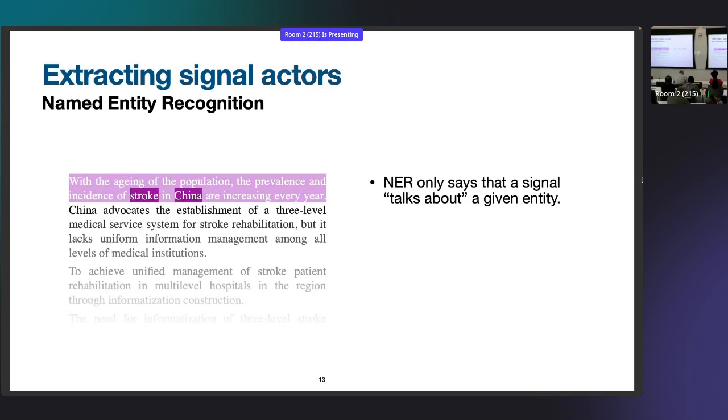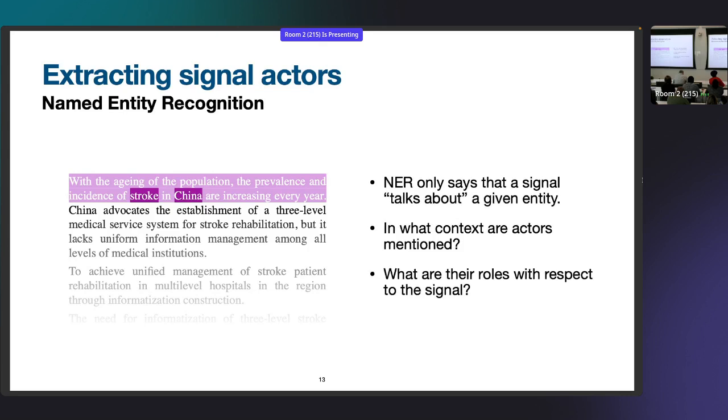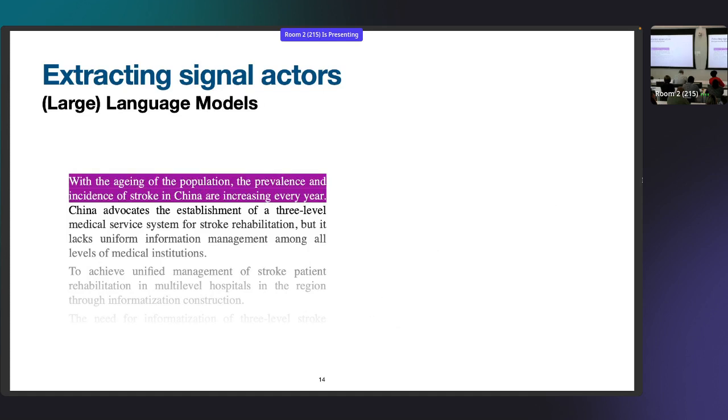Named entity recognition is a powerful tool, but it has limitations. It only says that a signal talks about a given entity, but it doesn't say in what context the actors are mentioned. So what are their roles with respect to the signal? Is there any relationship, positive or negative?